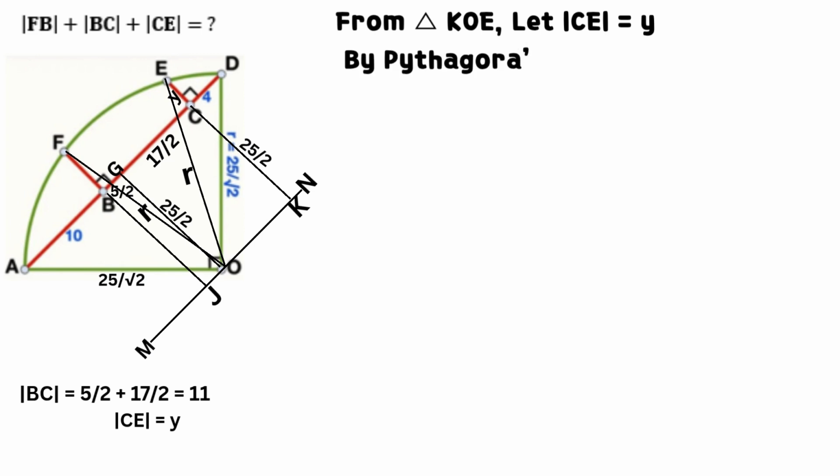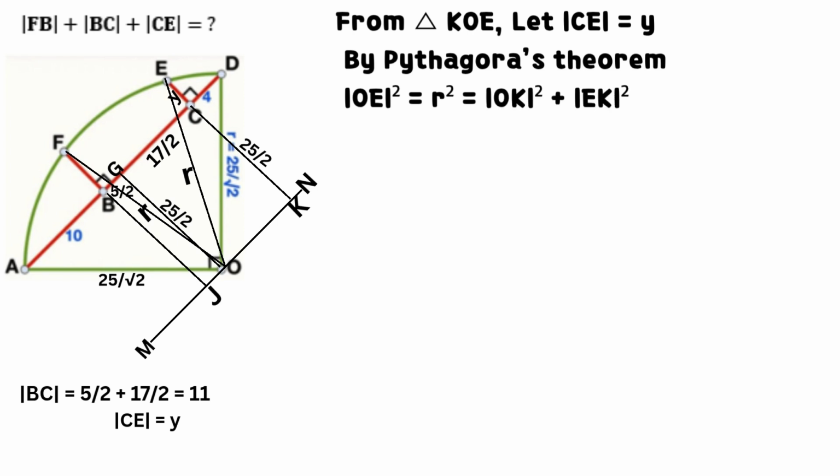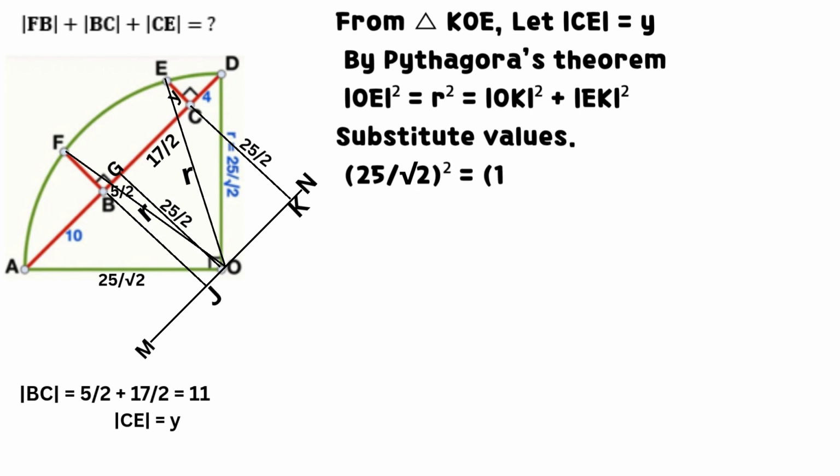From triangle KOE, let line CE equal y. By Pythagoras theorem, the square of line OE equals the sum of the square of line OK and the square of line EK. Substitute values. We have that the square of 25 divided by the square root of 2 equals the sum of the square of half of 17 and the square of the sum of y and half of 25.